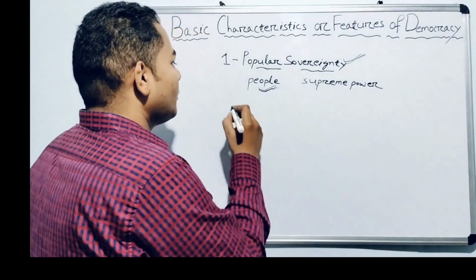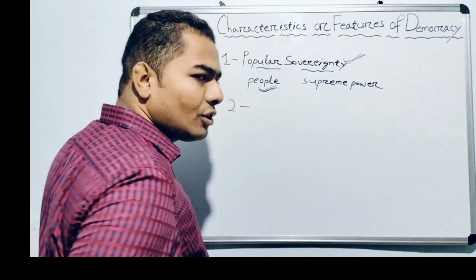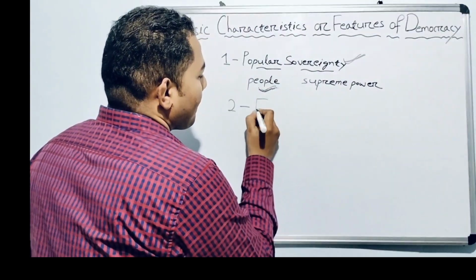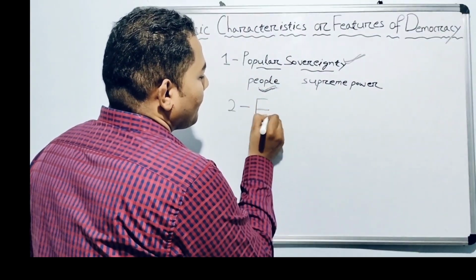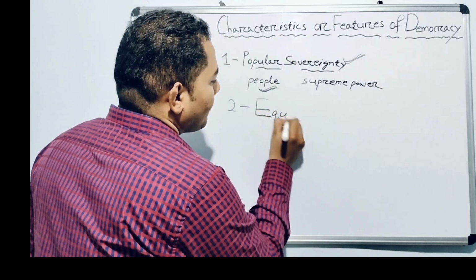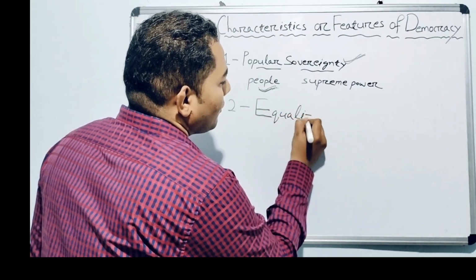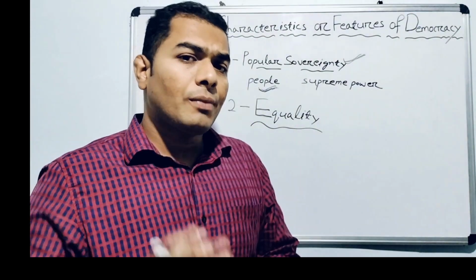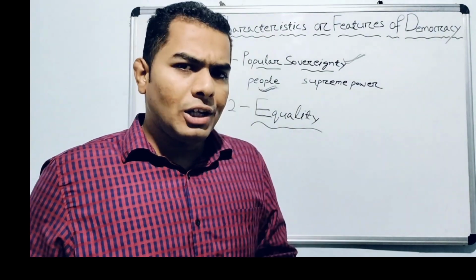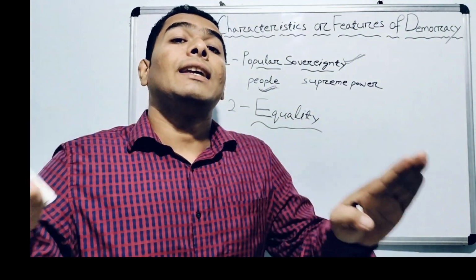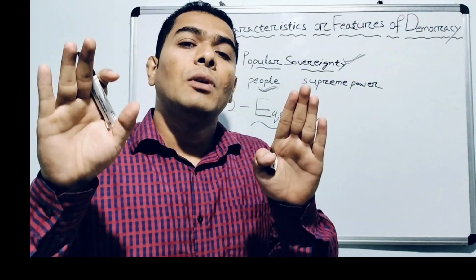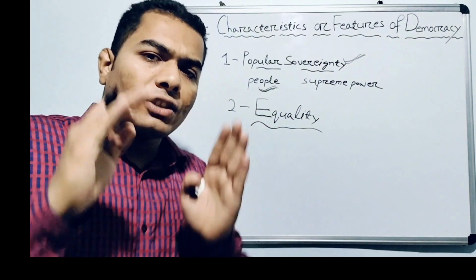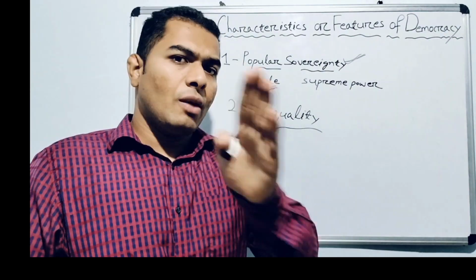So the next feature is what? The next feature is equality. Equality is the next feature of democracy. What do we mean by equality? Equality means all are equal in the eyes of law. So equality before law and equal protection of law is a cardinal feature of democracy.